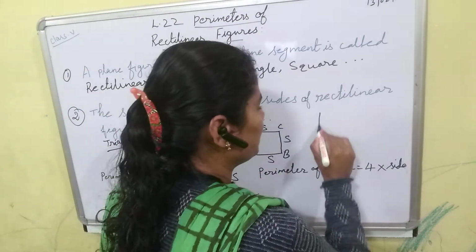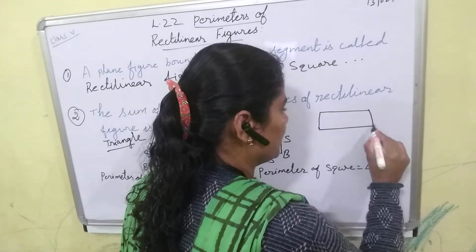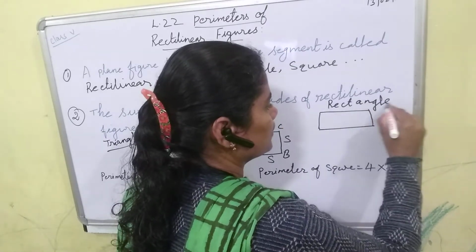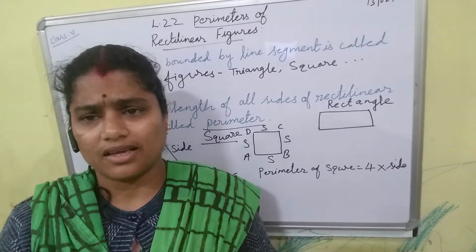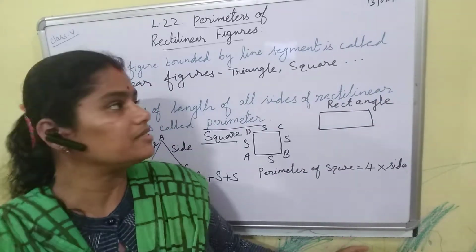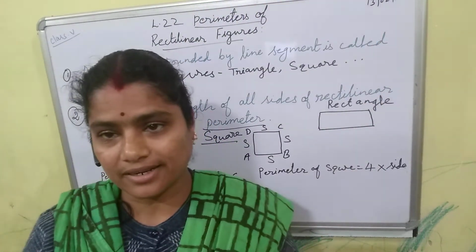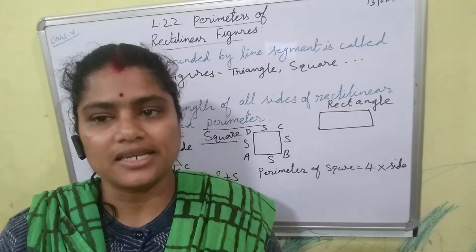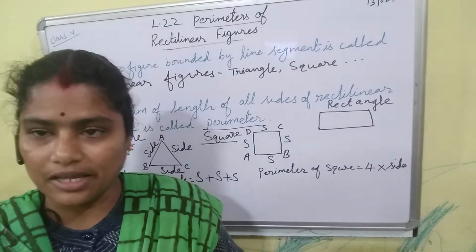What is a rectangle? Listen children, this is the rectangle. As an example, this board is also a rectangle. See this side. What is special about a rectangle? Opposite sides are equal. That rectilinear figure is called a rectangle.